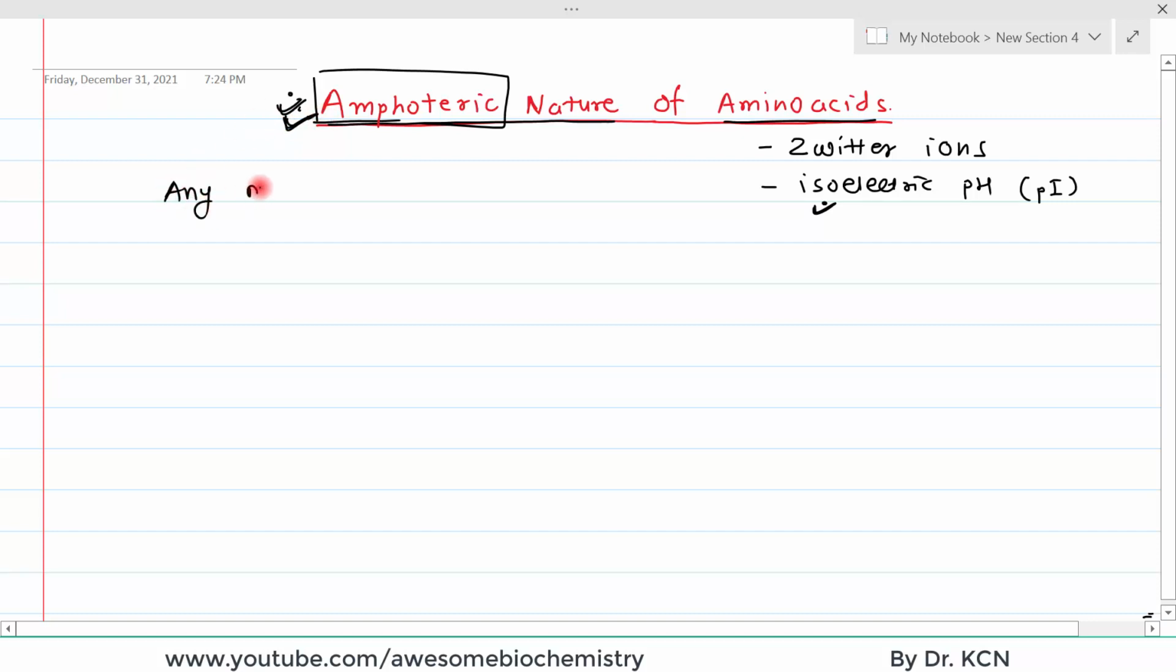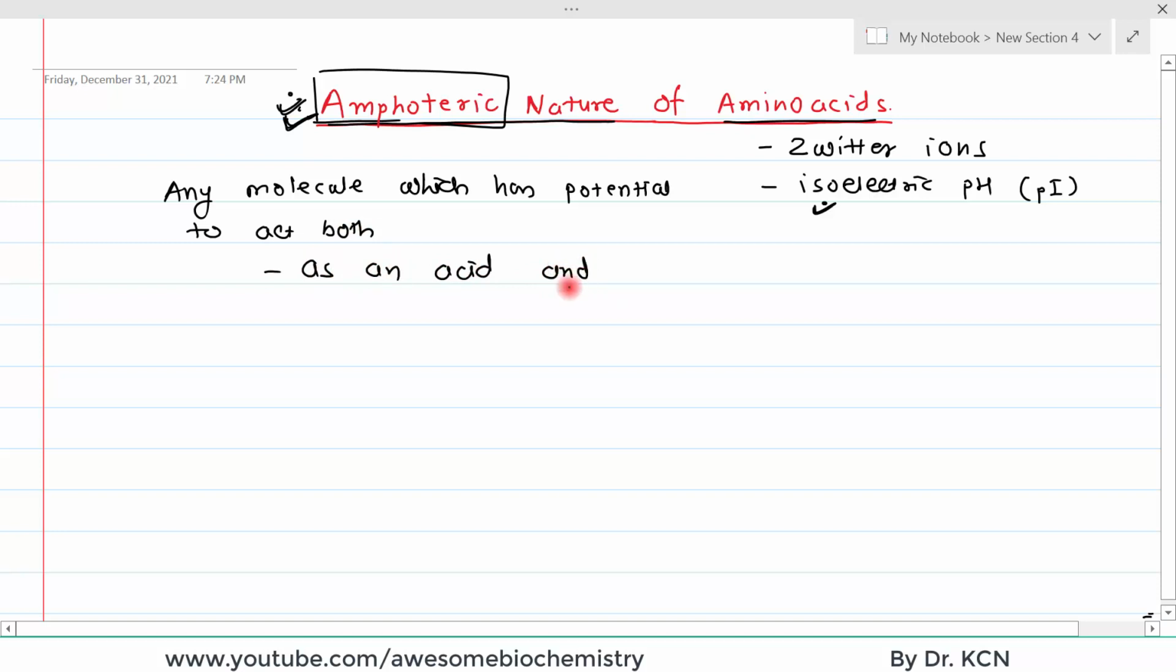So any molecule which has the potential to act both as an acid and as a base is known as an amphoteric compound. Here, amino acids are amphoteric compounds. That means an amino acid can act as an acid as well as a base. So let's try to understand how an amino acid will show its amphoteric property.